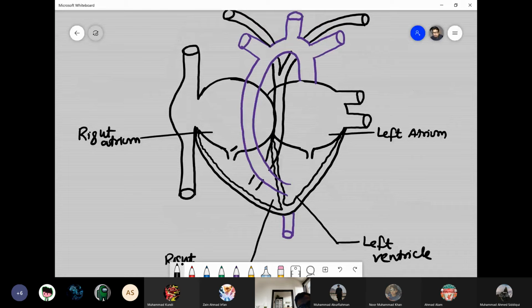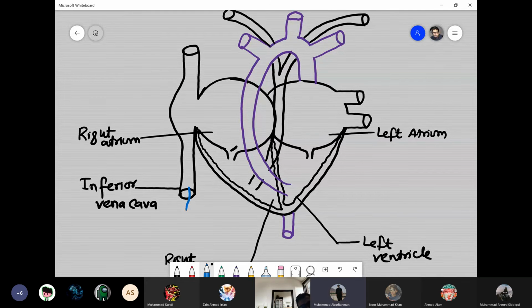Then boys, this blood vessel over here is called the inferior vena cava. This is the blood vessel that is bringing the deoxygenated blood from the lower parts of the body.